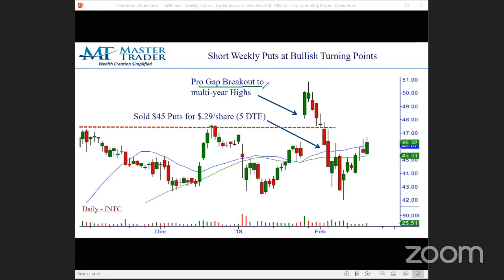So I'm going to walk you through our weekly options trader, of course. Let me clear this again to show you. And these are all, again, look, it's February. These are all very recent real trades. The first one we did, we sold the $45 puts, 29 cents a share, 5 days of risk, and it actually went against us.